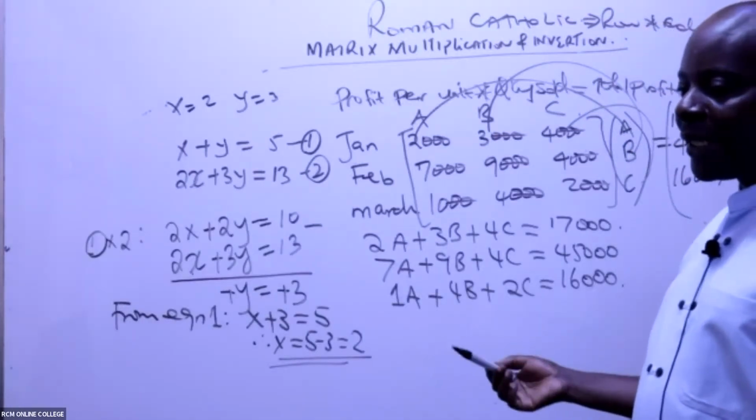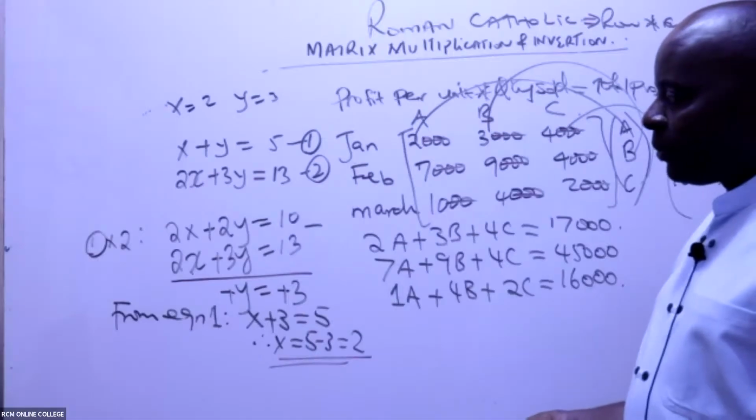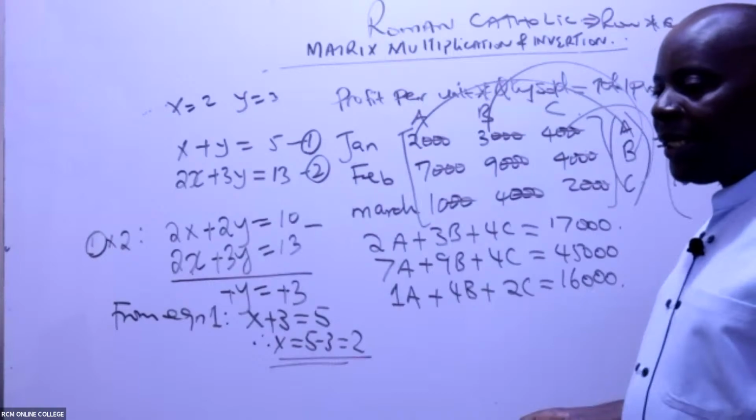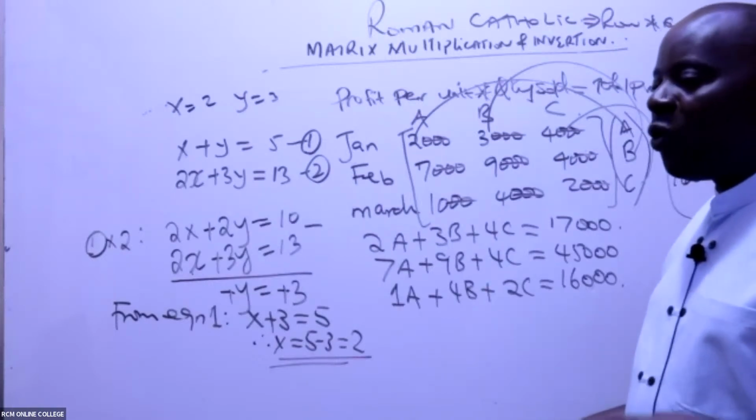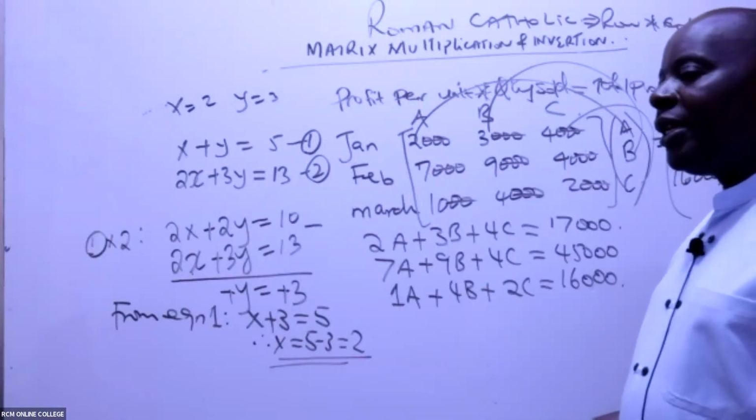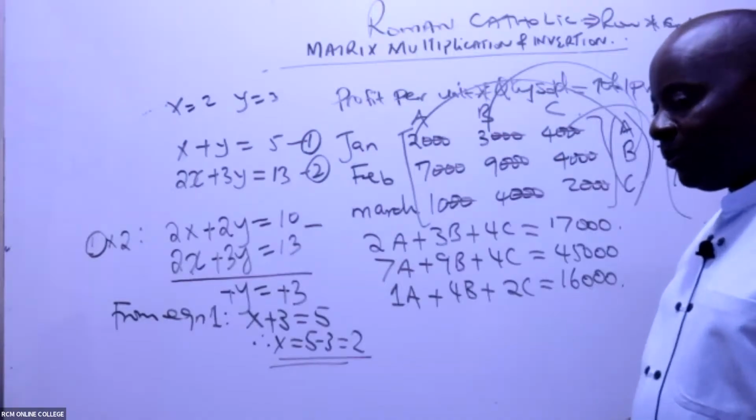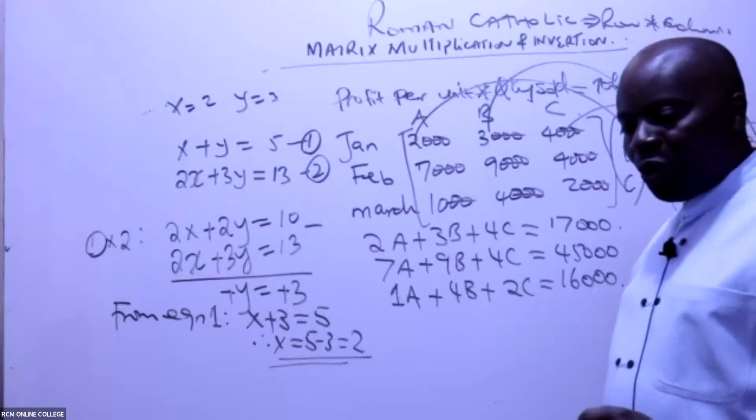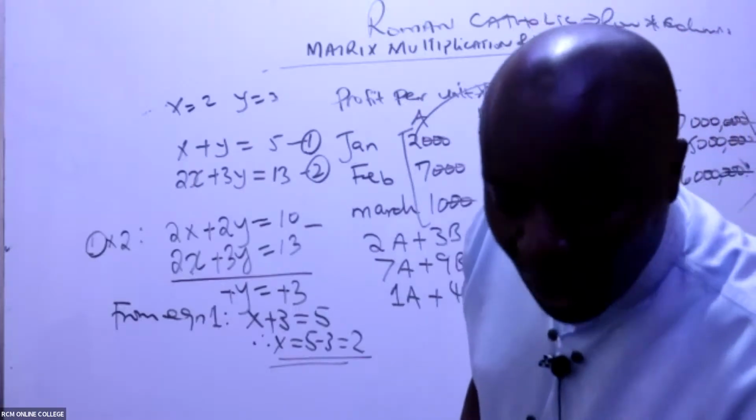Yeah, I can opt, ladies and gentlemen, in this case to use this approach, elimination, to get the value of x and y. I can decide to use substitution. But the very easiest method, my good students, that I would want to sell to you here today is what we call Cramer's rule.